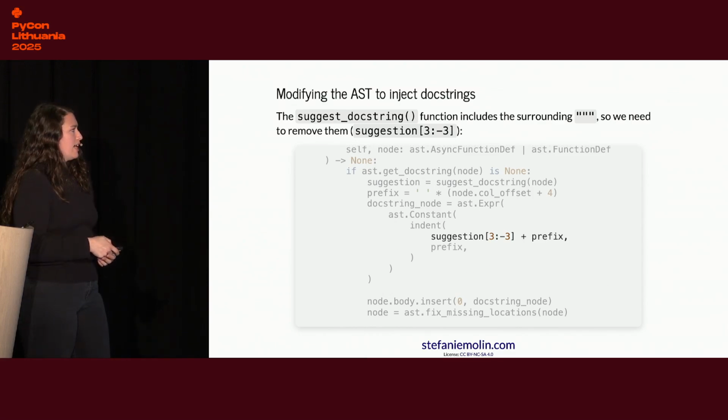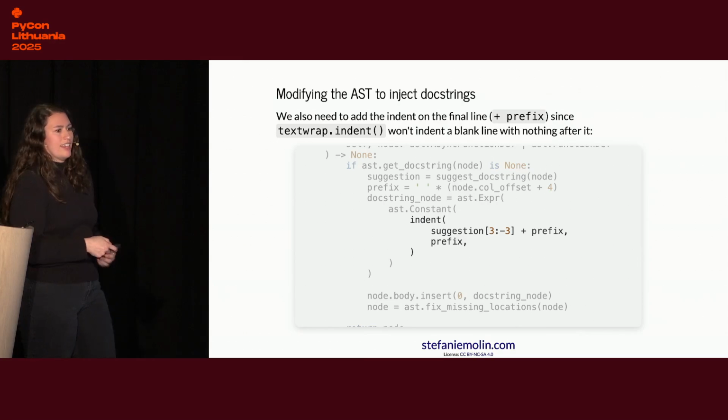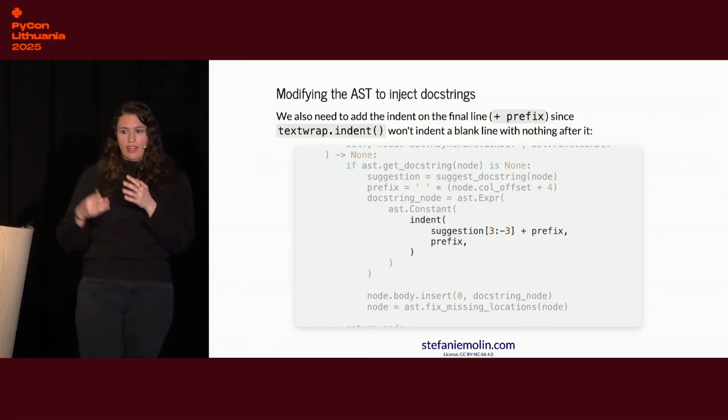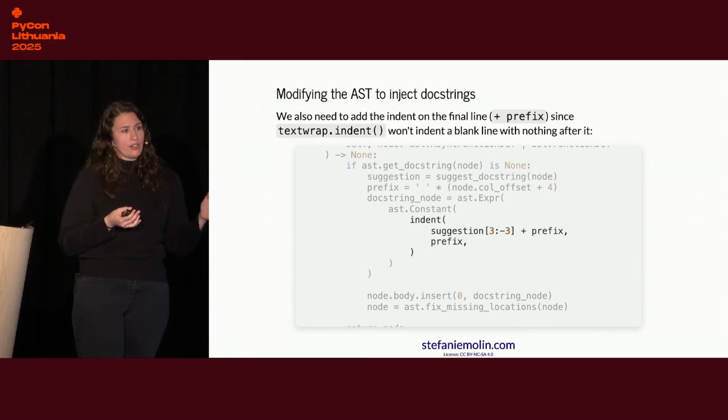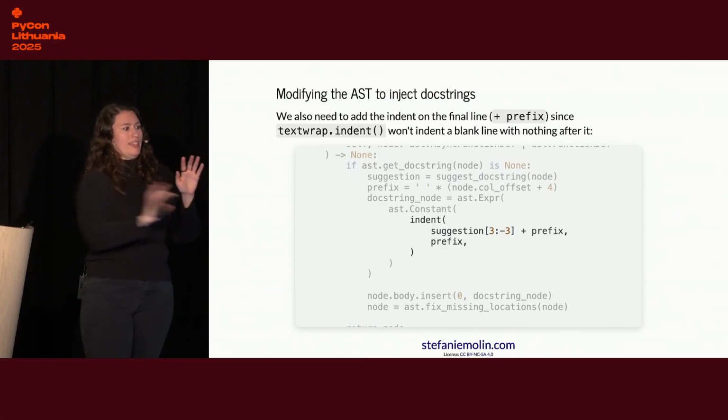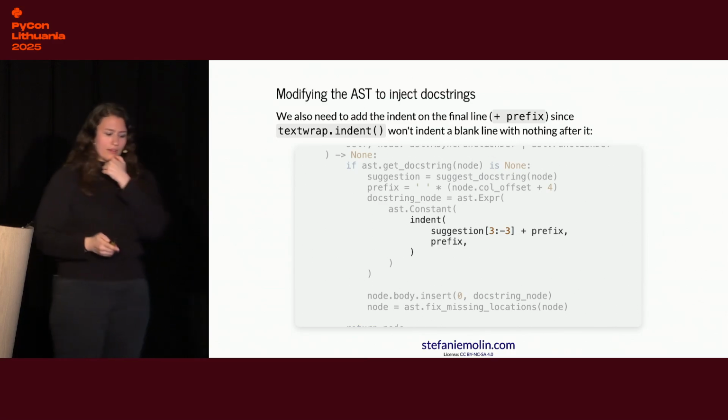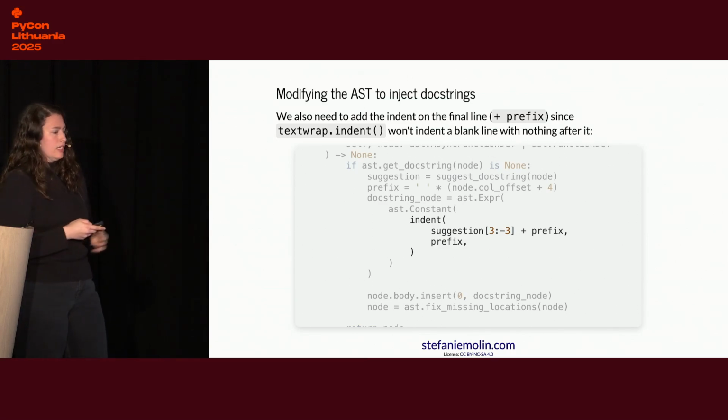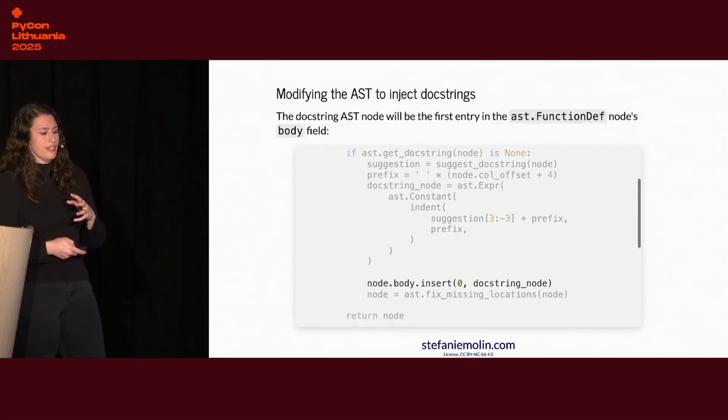And then we have to actually add the prefix on the bottom line, and that's just because of how the textwrap indent functionality from the standard library works. It won't indent a blank line at the end, which is what we actually need. Otherwise, that last triple quote ends up all the way on the left margin, which doesn't work either. So once all of that is properly formatted, that node can then be inserted into the AST.